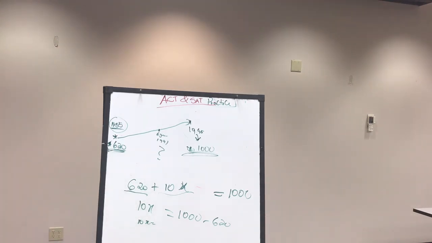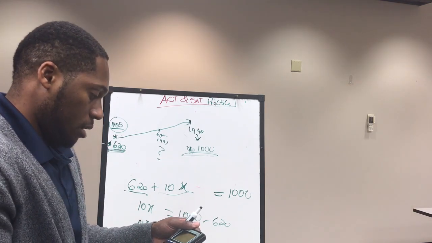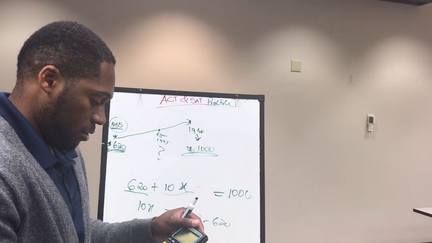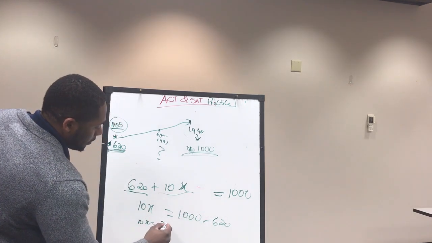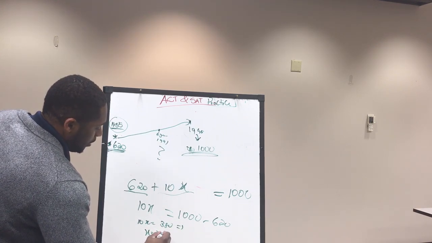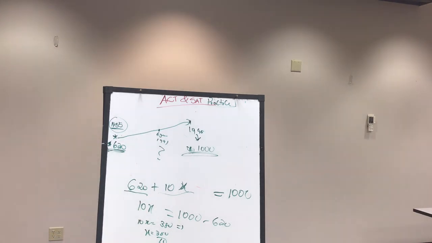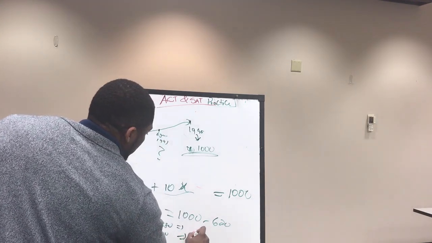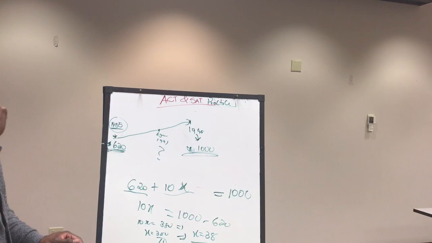I'm gonna need a calculator. 1,000 minus 620 is 380, and that implies x equals 380 divided by 10. Let's see if you can still see that. A little bit. That implies x is equal to 38. Okay, so now we have x equal to 38.